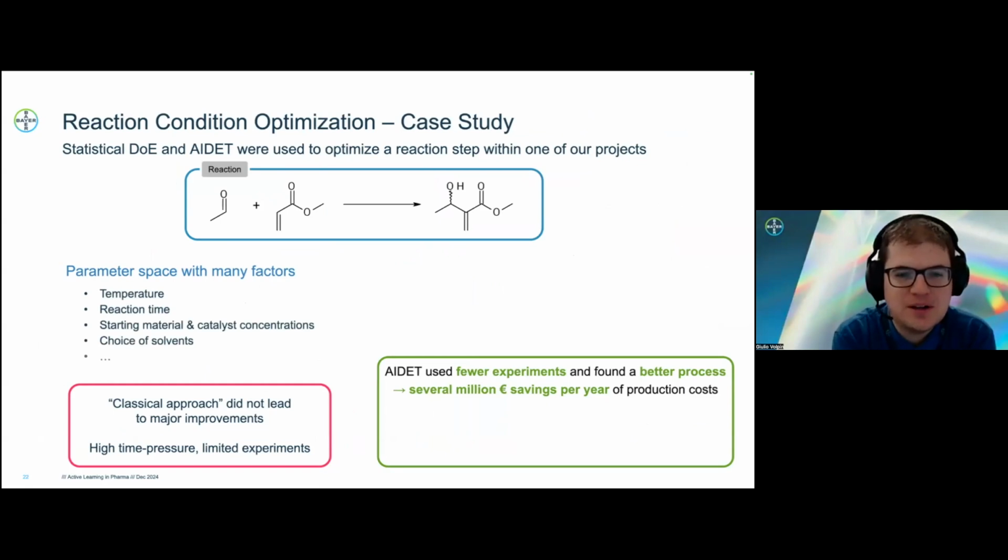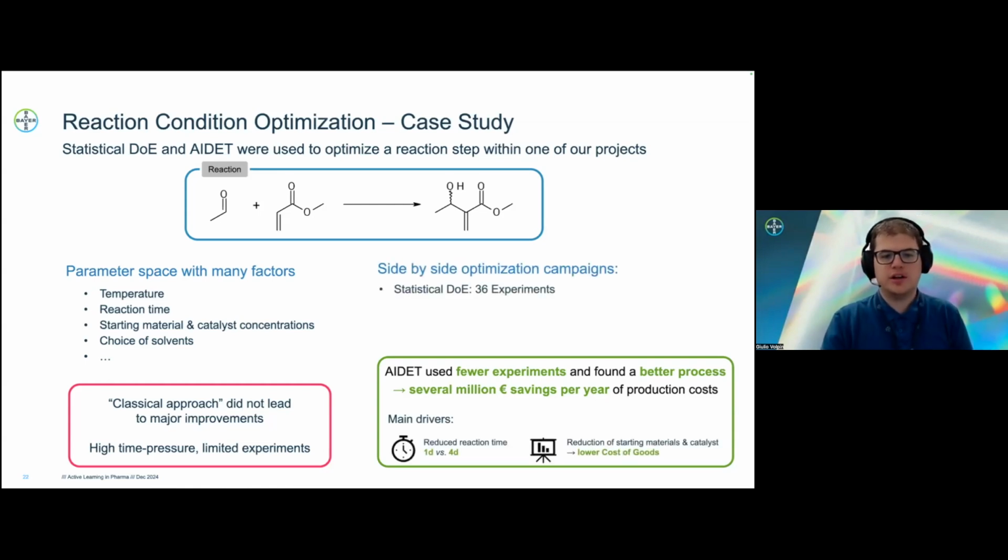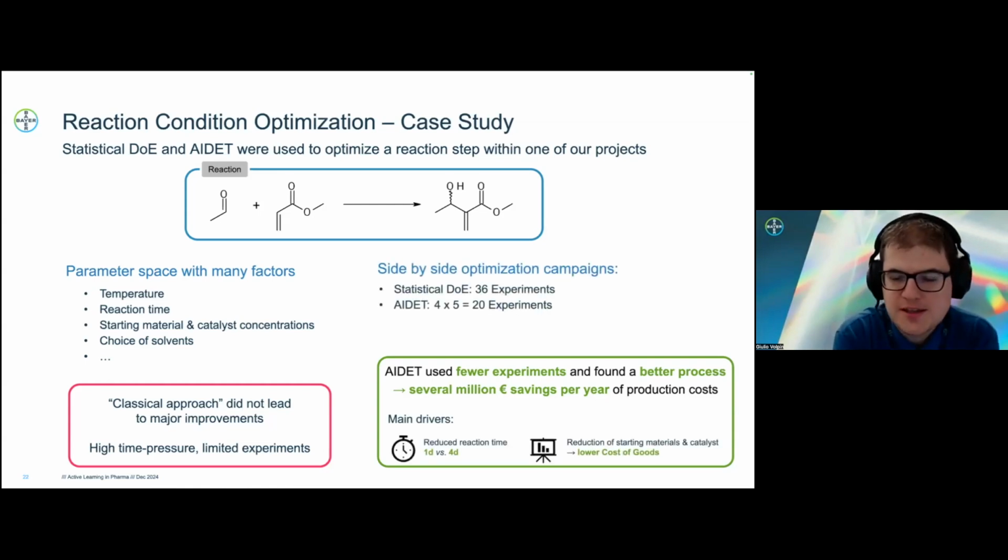And another example from chemistry is how we applied AIDED to typical process optimization of Baylis-Hillman reactions. As you can see here, many variables, continuous and categorical, were optimized using fewer experiments than a typical full factorial DOE. And overall, what is interesting here is that this allowed us, once scaled up, to save several millions of euros per year in production cost due to lower usage rates and a very strong reduction in reaction time.